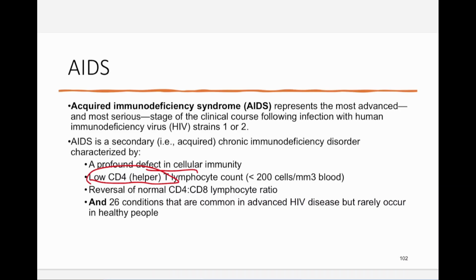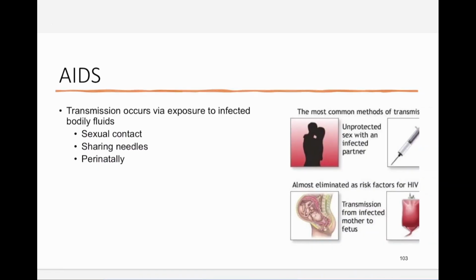And there's also like 26 conditions that are common in advanced HIV, but rarely occur in normal, healthy people. That's why when people die of AIDS, they don't actually die of AIDS, they die from something else. These opportunistic infections, the 26 infections that don't normally hit healthy people, because they have a very weak immune response, it will cause a problem with their patients. Transmission: infected body fluids, sexual contact, needles, or perinatally. So blood has to be in contact.